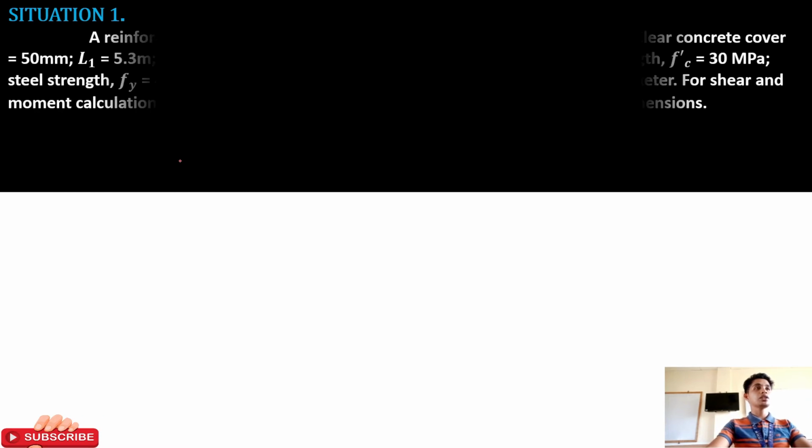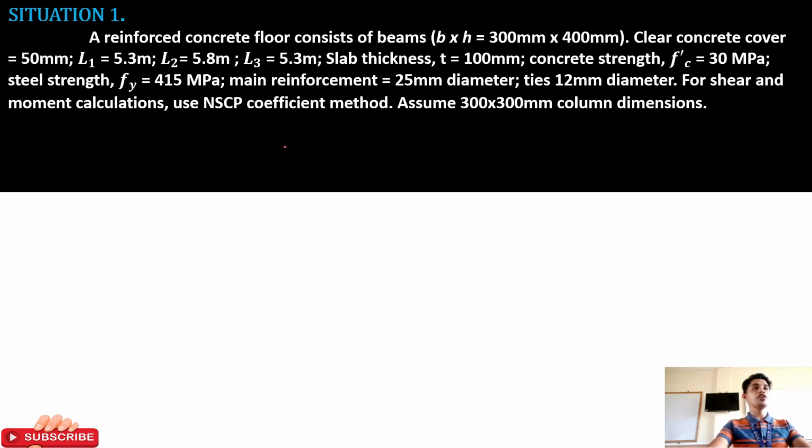Tayo ng isang problem. So situation 1, a reinforced concrete floor consists of beam base times height equals 300 by 400 mm. Clear concrete cover is 50 mm. Length 1, yung length 1 is center to center po ng column, 5.3 meters. Length 2 is 5.8 meters. Length 3 is 5.3 meters. Slab thickness 100 mm. Concrete strength f'c is 30 megapascal. Steel strength fy is 415 megapascal. Main reinforcement is 25 mm diameter. Ties is 12 mm diameter.